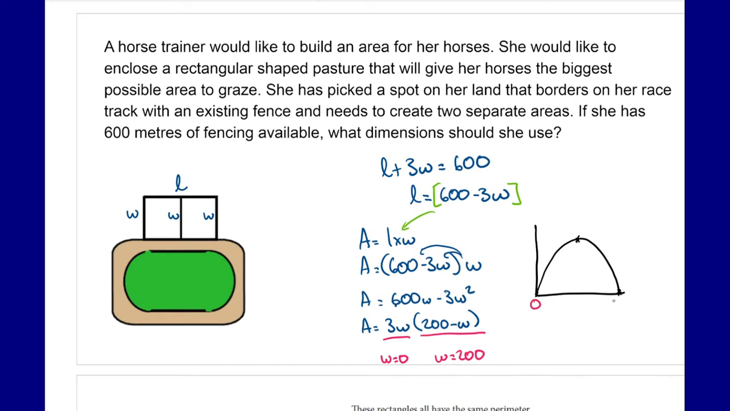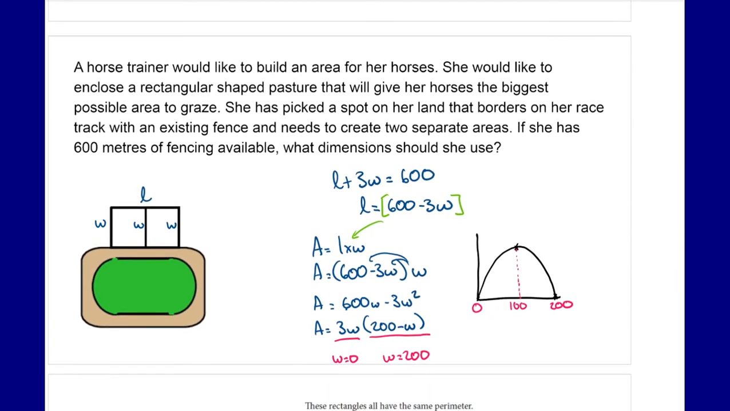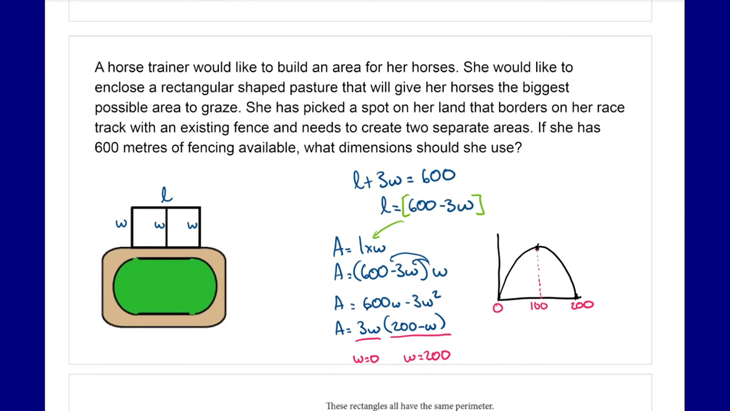So that means that our two end pieces are 0 and 200. So this middle ground would be 100. We would get the optimal area when the width is 100 meters. So in this case, the optimal width would be 100. And we can find the length. The length is equal to 600 minus 3 times the width, which is 100, so we get the length is equal to 300 meters.